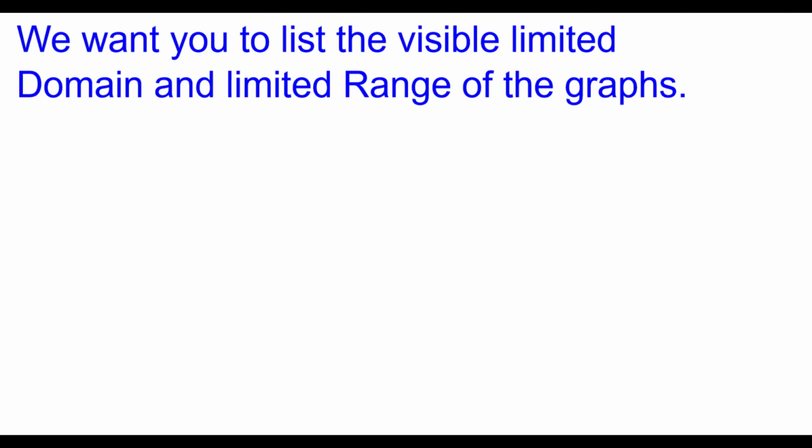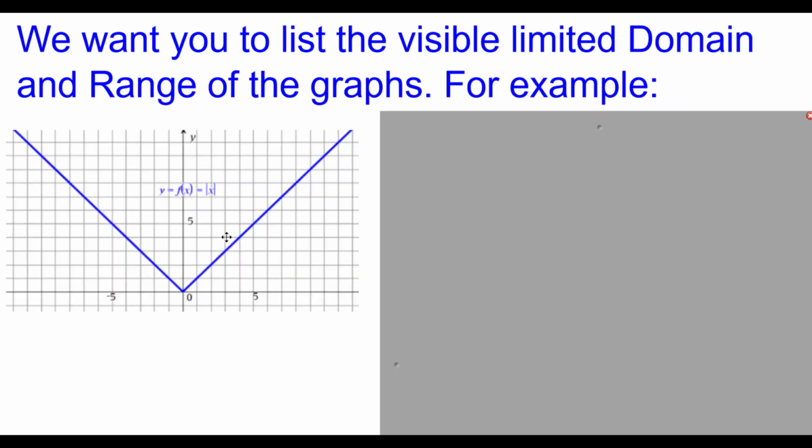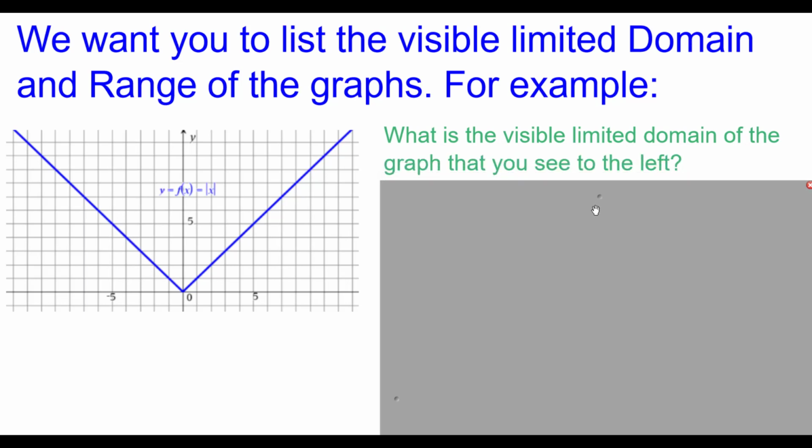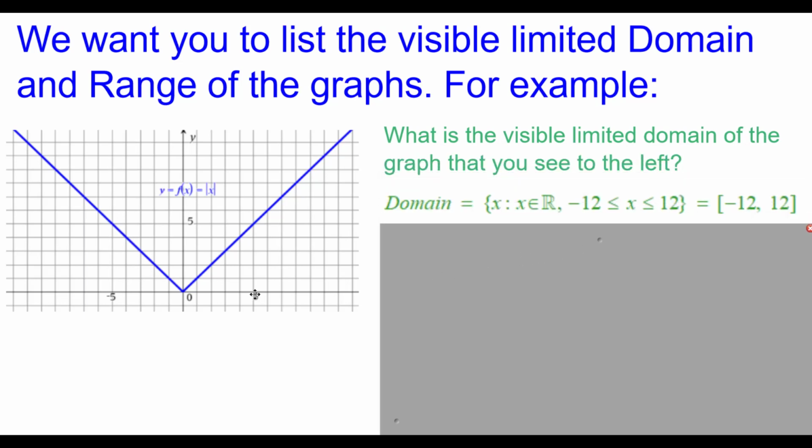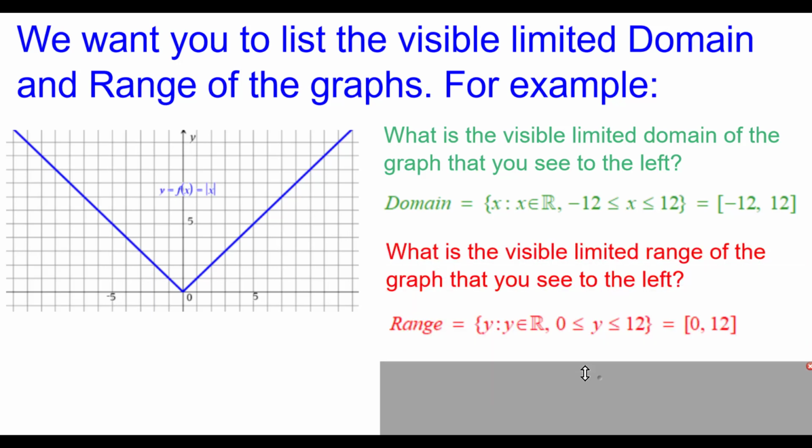We'd like you to list the visible limited domain and limited range for each of the graphs. So for example, we'll do the first one here together. For the visible limited domain that we see, the domain is all real numbers between negative 12 and 12 inclusive. We could write this with set notation or use this bracket interval notation, which we'll use most of the time from now on because it's shorter. The range then is the real numbers from 0 through 12 inclusive. And we could write it this way using that bracketed interval notation.